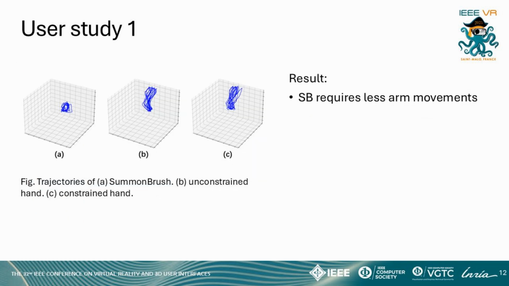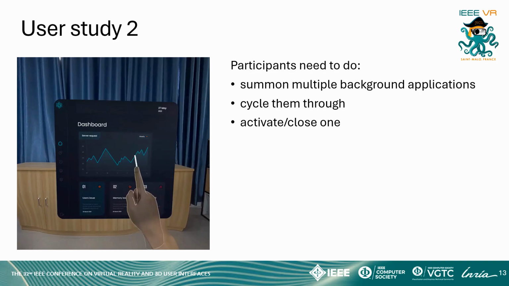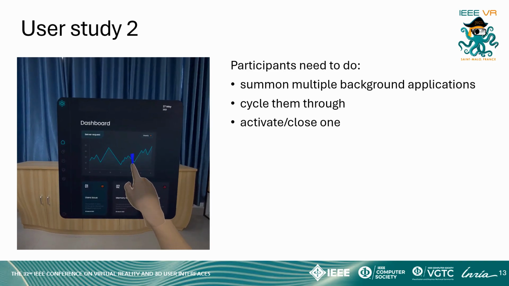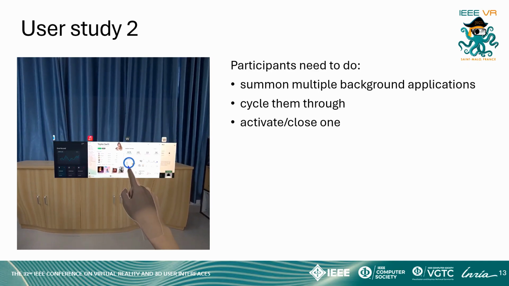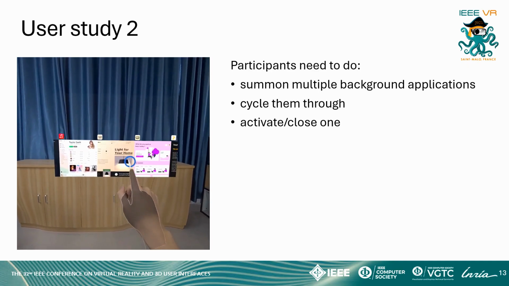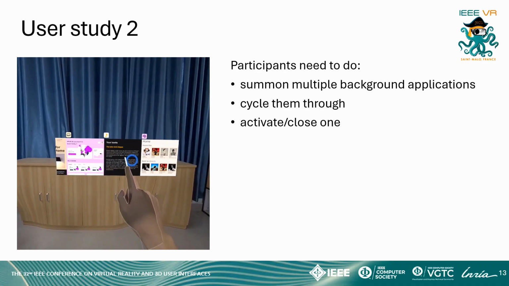Here are the trajectories of SummonBrush: unconstrained hand, constrained hand. SB requires less arm movements. We conducted the second user study to further evaluate three methods. Participants need to do: summon multiple background applications, cycle them through, activate or close one.